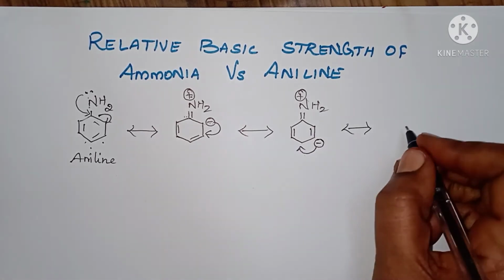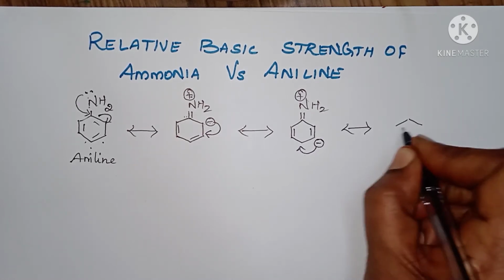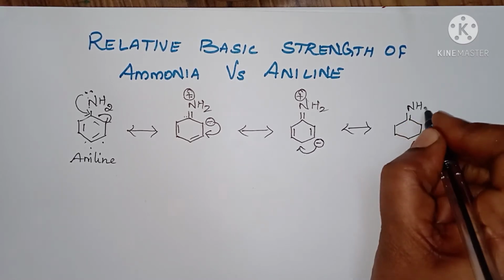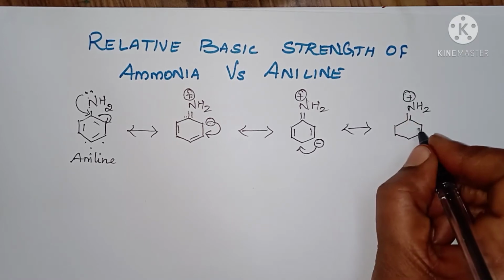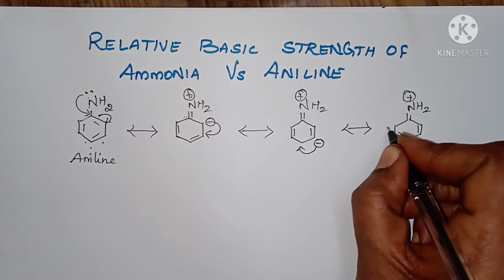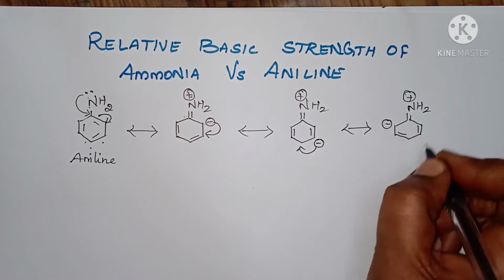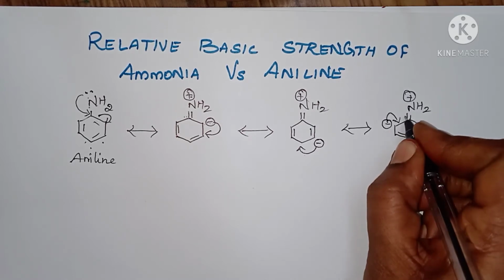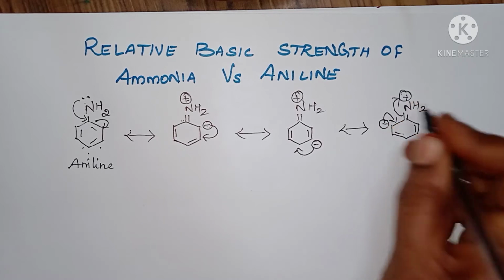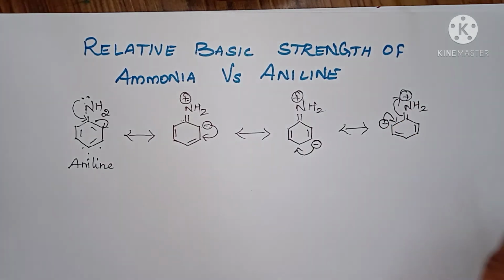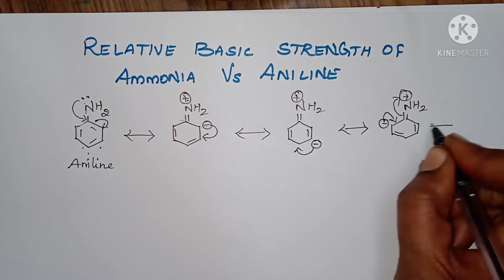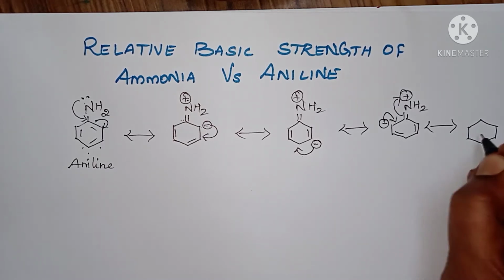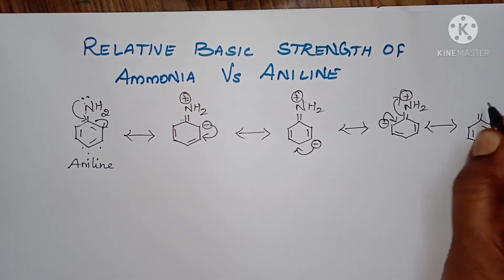Now the next one: double bond NH2 plus charge. Now what happened on this side and this side? The minus charge will come in a rotating way, it will come here. This will join here, and this bond will accommodate in the same position. Now the last one: you will get the same as the first position. What is that first position? NH2.